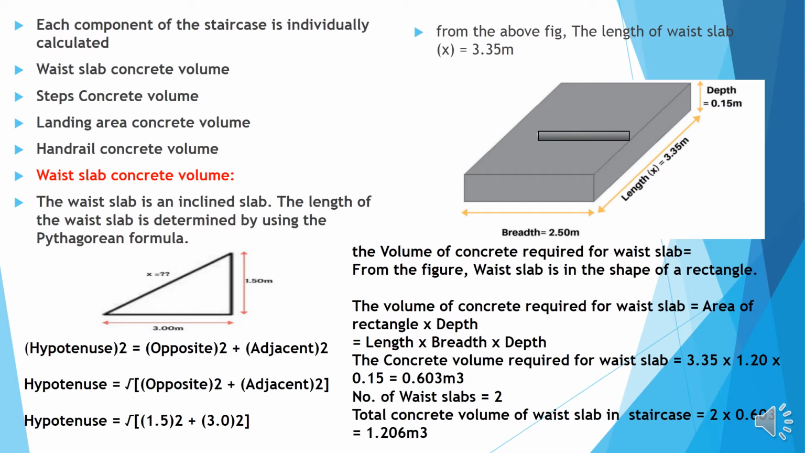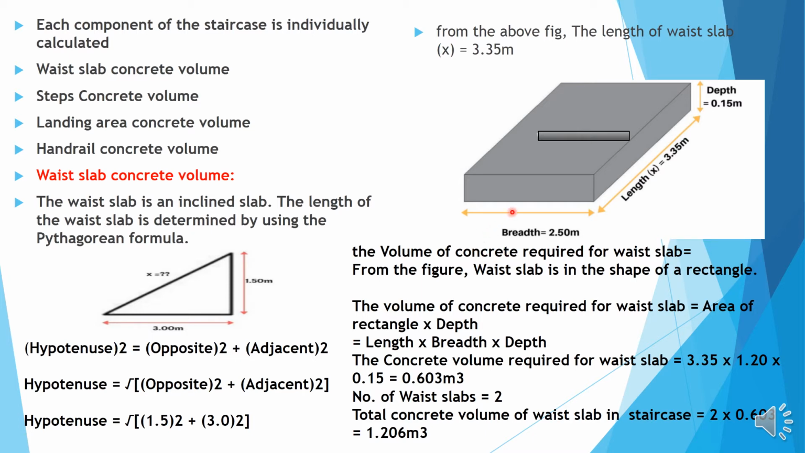Now we are going to talk about the waist slab concreting volume. The waist slab is an inclined slab. The length of the waist slab is determined by using the Pythagoras theorem. Hypotenuse square is equal to opposite square plus adjacent square. Hypotenuse is equal to root of opposite square plus adjacent square. Hypotenuse is equal to root of 1.5 square, that is the height, plus 3 square, that is the base, which makes the inclined portion length 3.35 meter.